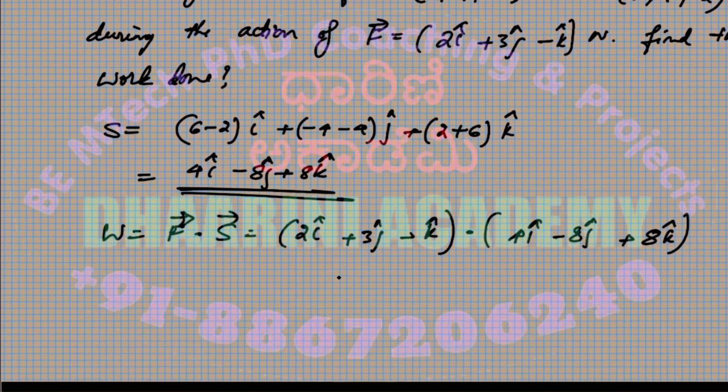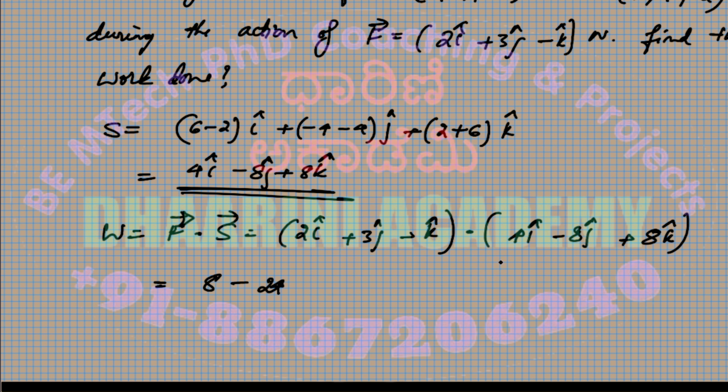So dot product means all the terms with i get multiplied. So 2 into 4 is 8. Then plus 3 into minus 8, minus 24. Then minus k into 8k, that is minus 8. Alright, 8 minus 24 minus 8. So plus 8 minus 8 cancels. This is minus 24 joules.